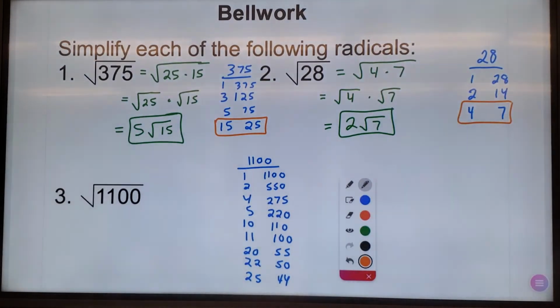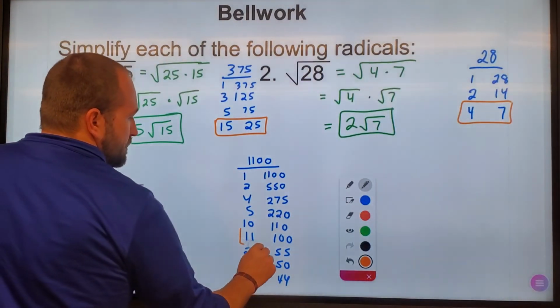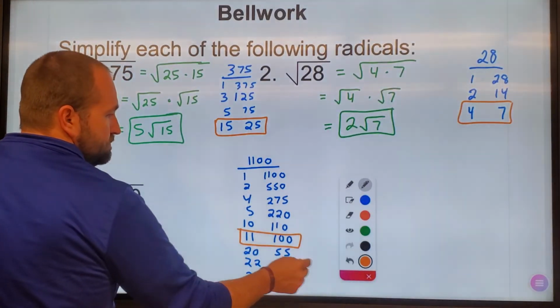Okay, so this is my entire U. Again, I'm going to go through, starting at that top right portion of the list there. 1100 is not a perfect square. 550 is not a perfect square. 275, 220, and 110 are not perfect squares, but 100 is. So this is the largest perfect square set.